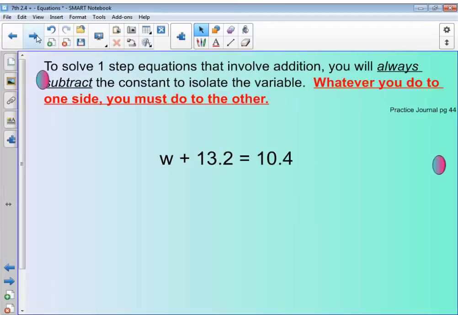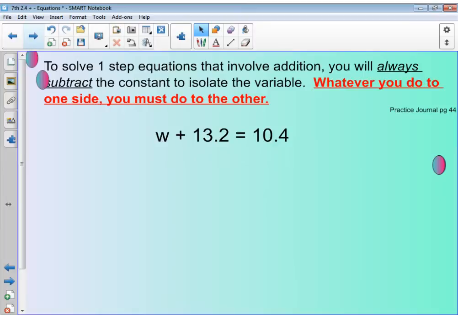To solve one-step equations that involve addition, we are always going to subtract the constant, that's the standard number, from the variable. Whatever you do to one side of the equal sign, you must also do to the other side. So here, I have W plus 13.2 equals 10.9.